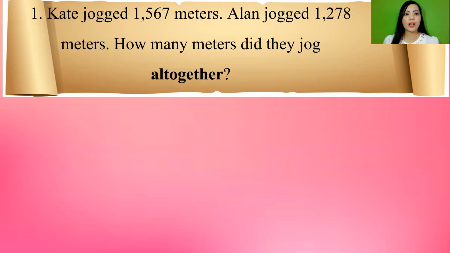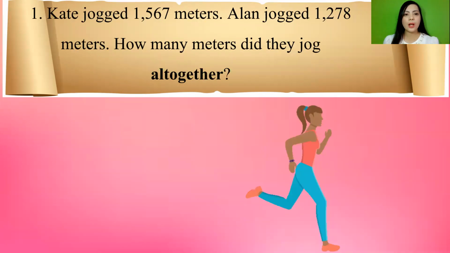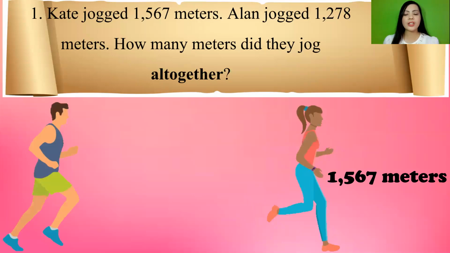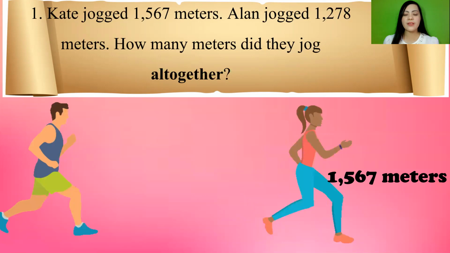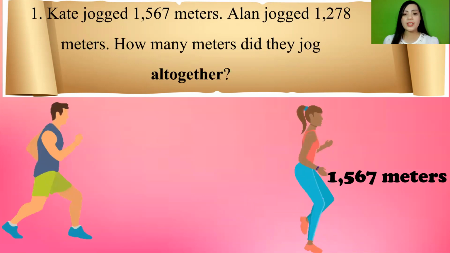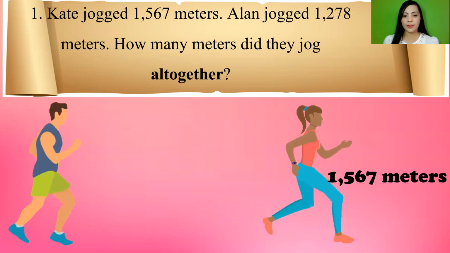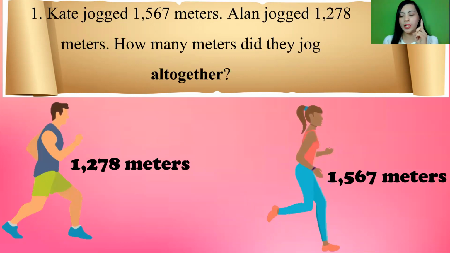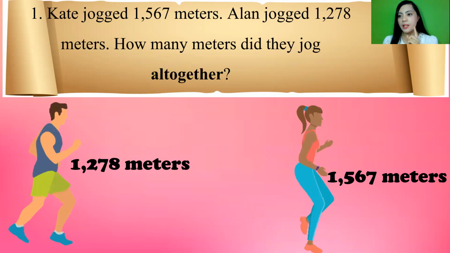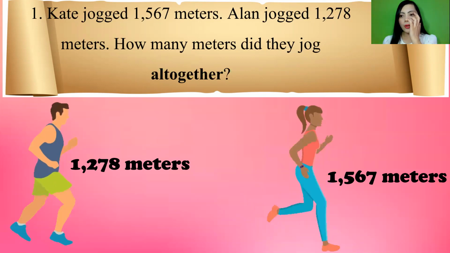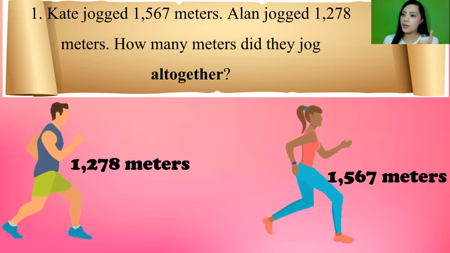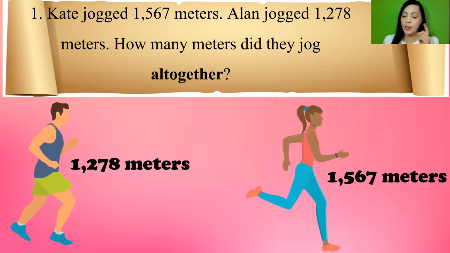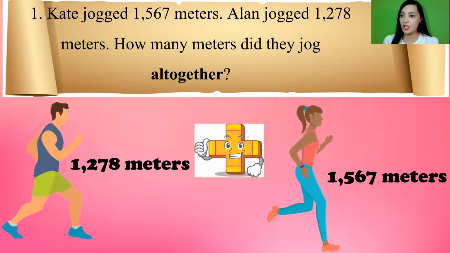Kate jogged 1,567 meters. Alan jogged 1,278 meters. How many meters did they jog altogether? So, what do you think? There is a one-word clue in the question, the word altogether. As I have said, there is a clue. Is it addition or subtraction? From the word altogether, you will know that it is addition.